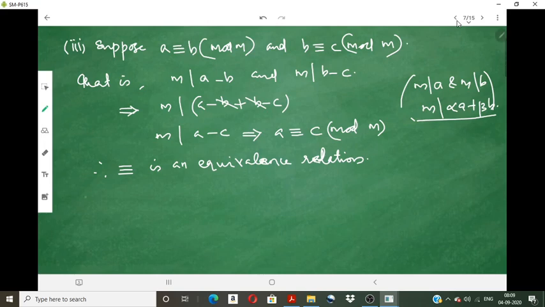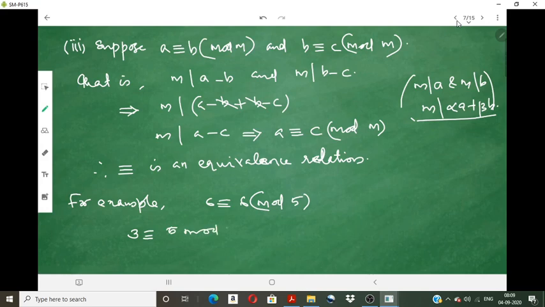Considering an example for the reflexive property, we know 6 is congruent to 6 modulo 5. Also, since 3 is congruent to 5 modulo 2, we have 5 also congruent to 3 modulo 2. So this is okay.